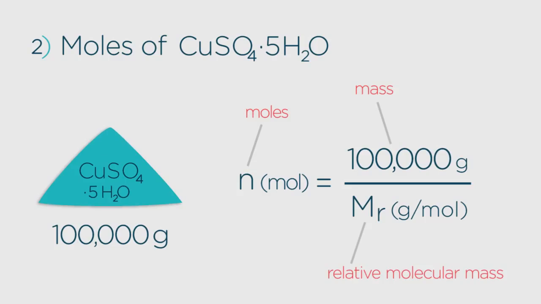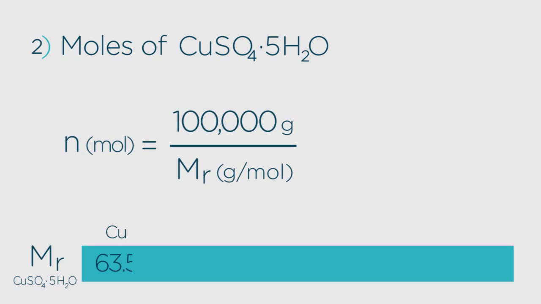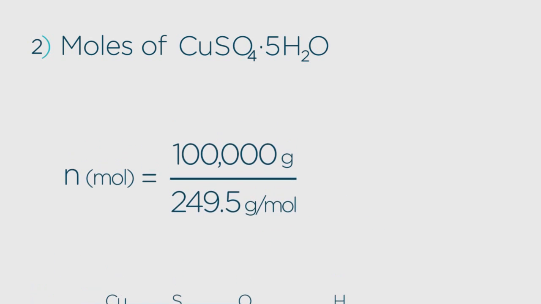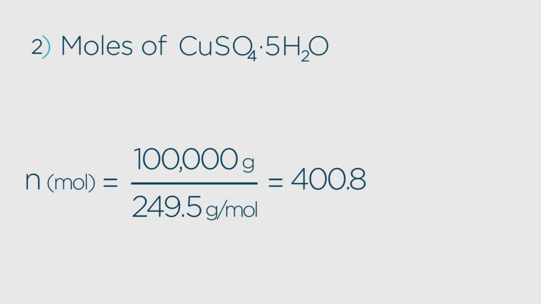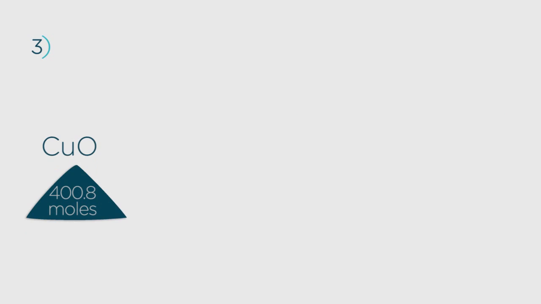Using your periodic table, you can work out that this is 63.5 for the copper atom, plus 32 for the sulfur, 9 times 16 for the oxygens, and 10 times 1 for the hydrogens, altogether making 249.5 grams per mole. 100,000 divided by 249.5 equals 400.8 moles. So this is the number of moles of copper oxide we need to add to the acid. Now to convert back to mass, and again this is straightforward.